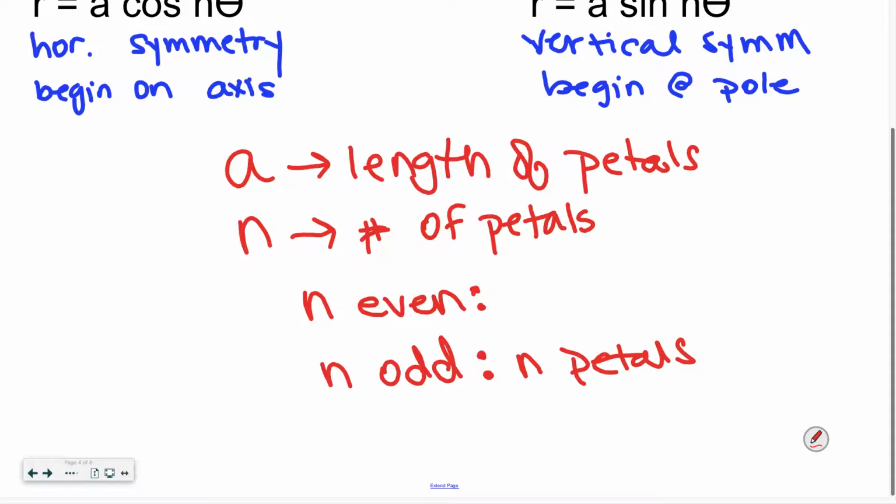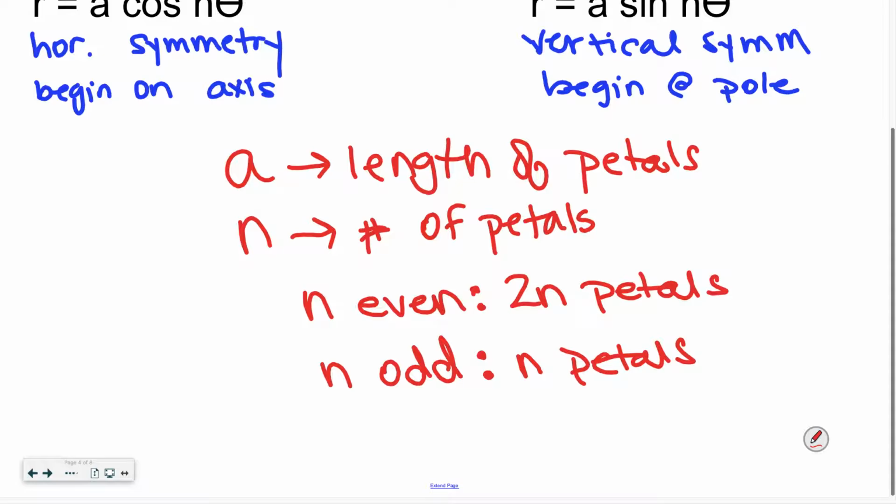Okay, what actually happens is it's going to go through and draw those n petals, and then it's just going to trace over it again. Okay, so you don't actually see all of the petals because they overlap, so it only looks like n petals, okay? As opposed to if n is even, we're going to have double the amount of petals, okay?